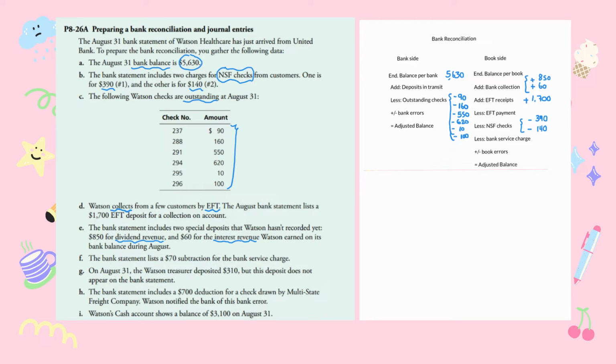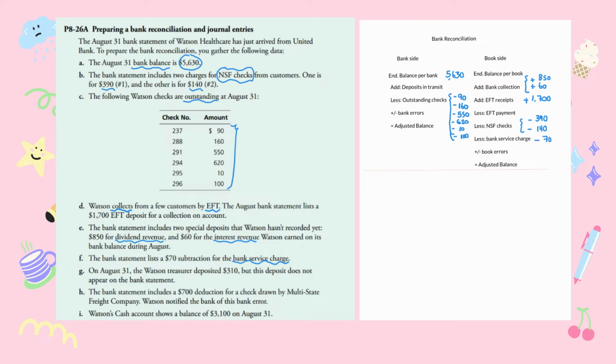Okay. Now F, the bank statement lists a $70 subtraction for bank service charge. So it's there in the bank statement, so I need to record it in my book now. I need to subtract bank service charges, minus 70.